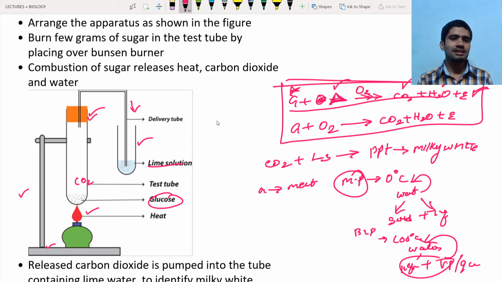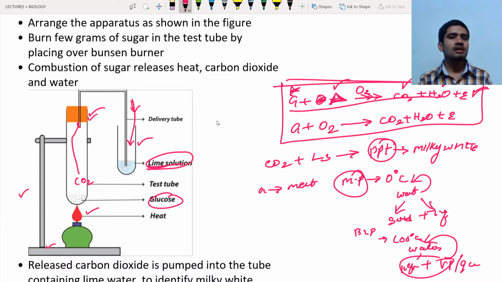It has to escape from the test tube, so it is going to move through the delivery tube and come into the test tube containing the lime solution. The tube is dipped into the bottom of the test tube containing the lime solution. So this lime solution is going to react with carbon dioxide to produce a white precipitate. It gives rise to a milky white color.